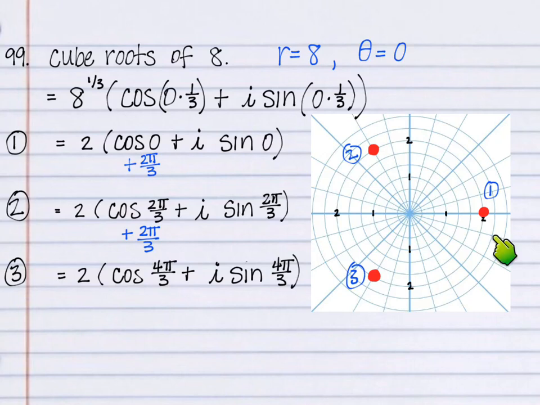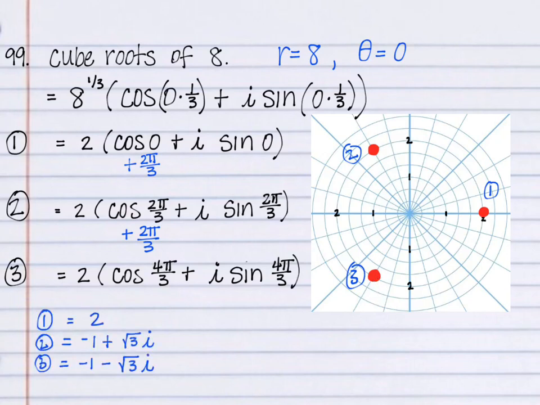So now we've gone to a radius. In my scale here, I've got 1 and then 2. So this is the radius. I'm counting this one as the radius of 2. The first answer was 2 with an angle of 0 radians. The second one was modulus 2, so I've got to the radius of 2, with an angle of 2 pi over 3. And the third answer was, again, the radius of 2 and the angle of 4 pi over 3.